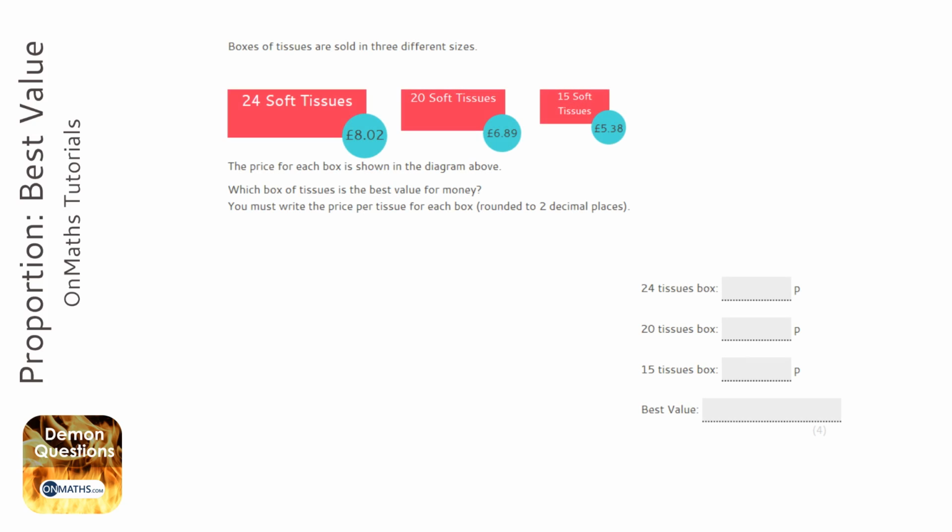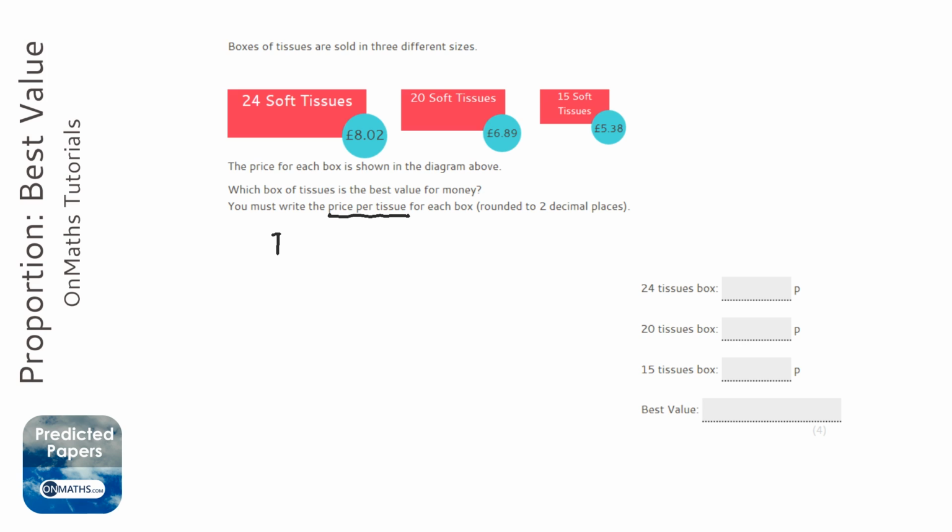With best value questions, which this is one of, there's normally multiple ways of doing it. Either you get the price per item, or you get how much of the item you get for 1 pence, or you get them to the same amount of items and then you compare the prices. Now this one asks for the price per tissue, so that's the way we've got to answer this question.